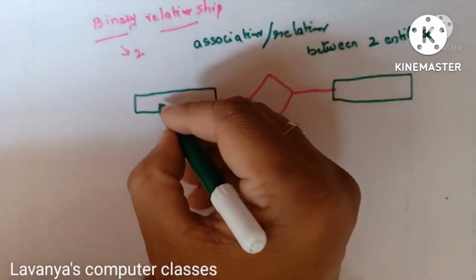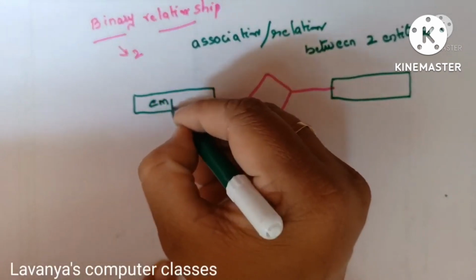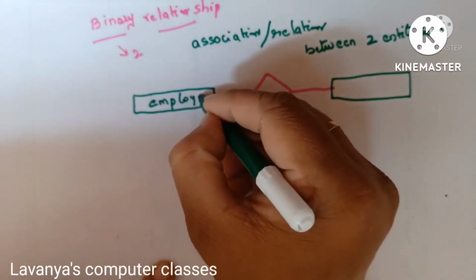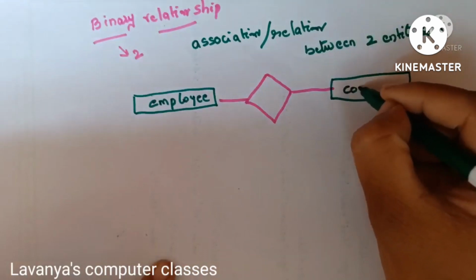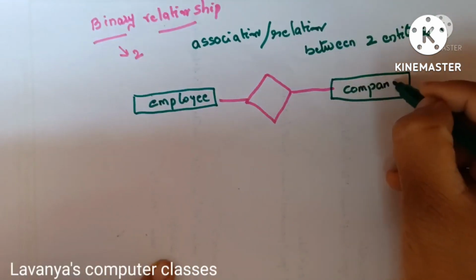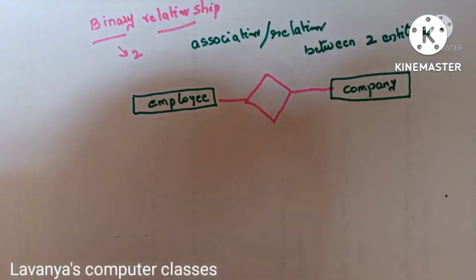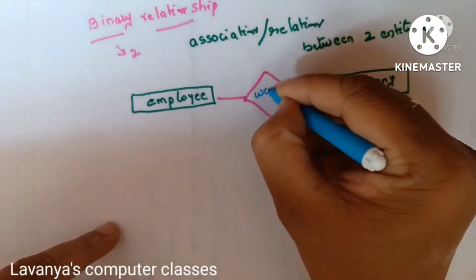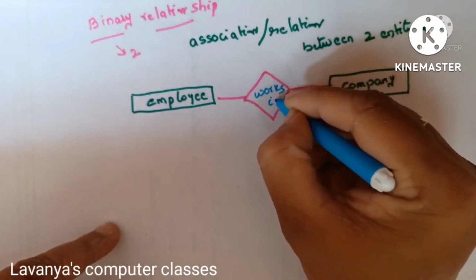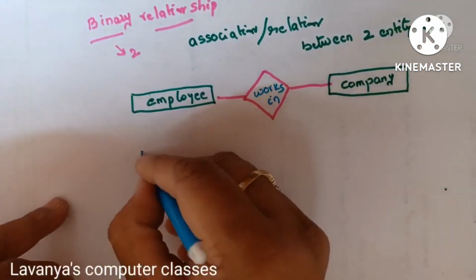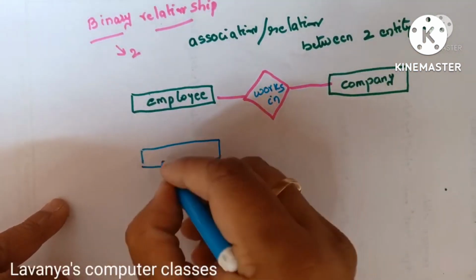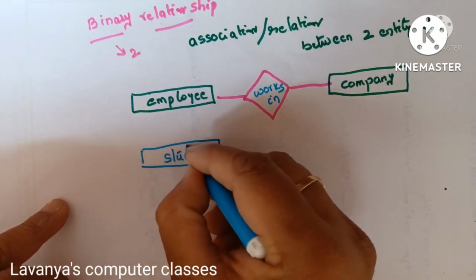For example, employee is one entity set. Company, where he works, is another entity set. So employee is one entity set, company is another entity set. So an employee works in a particular company. So works is the relationship. What is the relationship between employee and company? It means an employee works in a particular company.